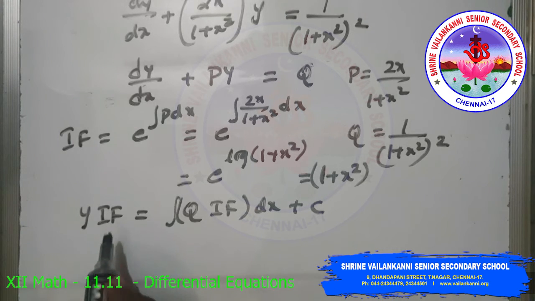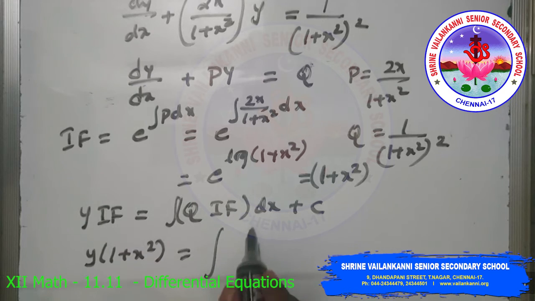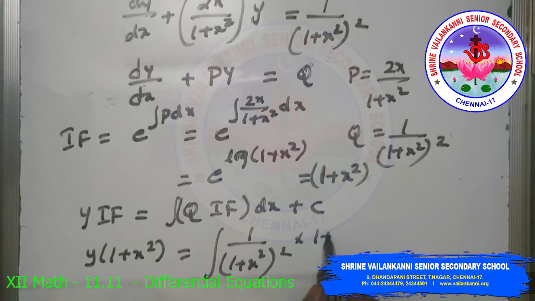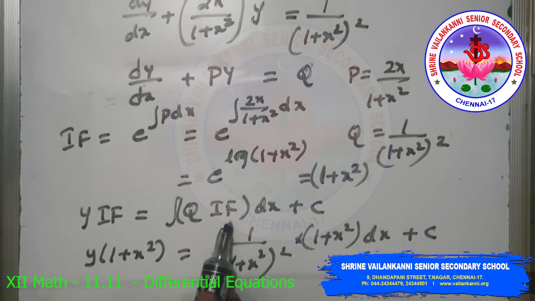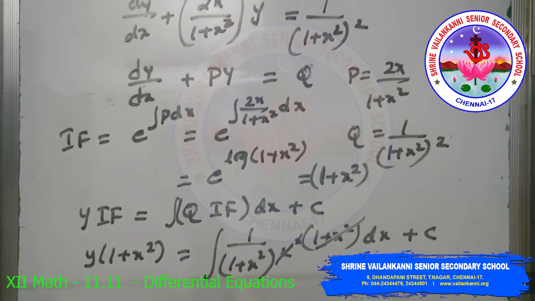So y into IF, y into 1 plus x square, which is equal to integral of 1 by (1 plus x square) whole square into 1 plus x square dx plus c. Substitute the value of IF and Q. So cancelling one factor, we get dx by 1 plus x square plus c. So integral of dx by 1 plus x square is tan inverse of x.